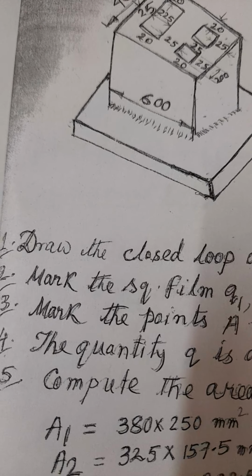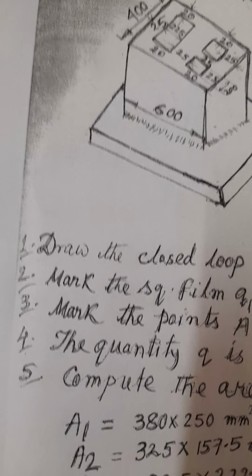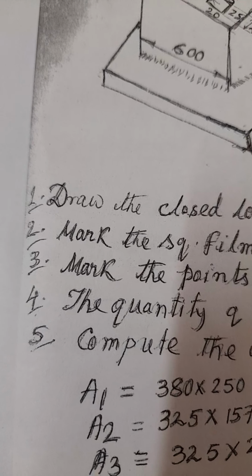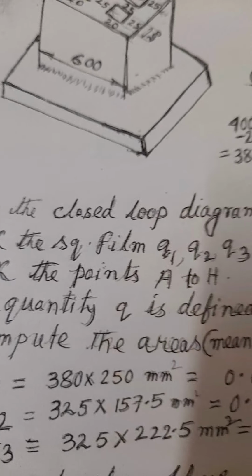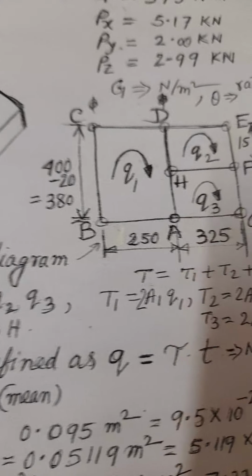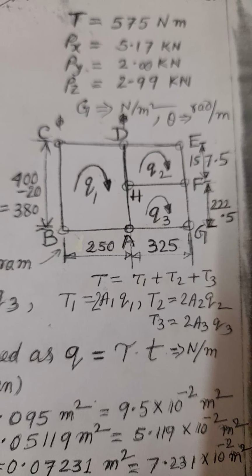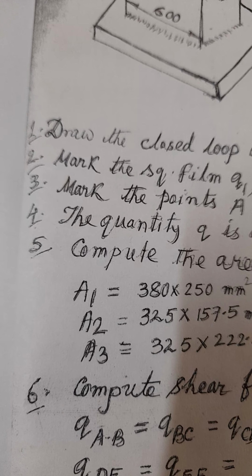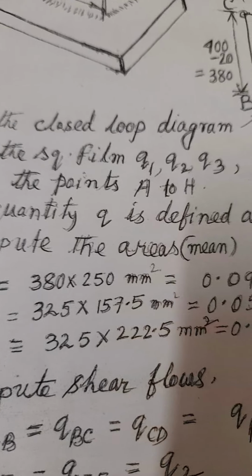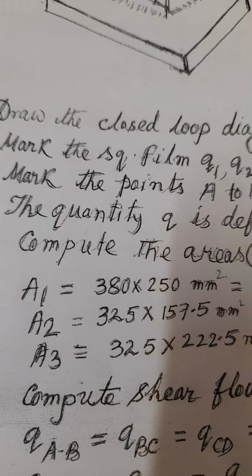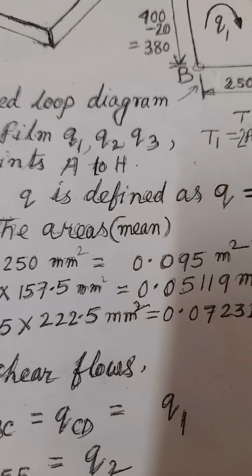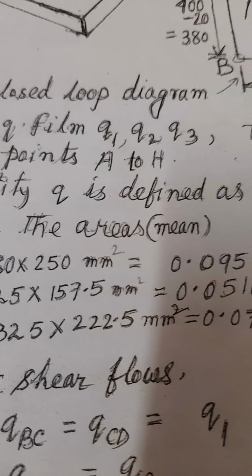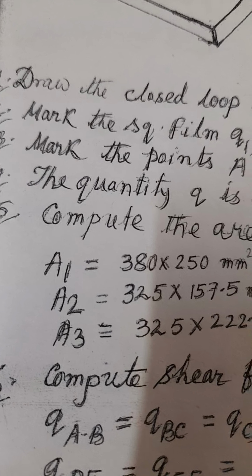Now, number 1, draw the closed loop diagram. This is the closed loop diagram. Number 1 question is, mark the shear flows Q1, Q2, Q3, the compartments or loops. Mark the points A to H in the mean area.